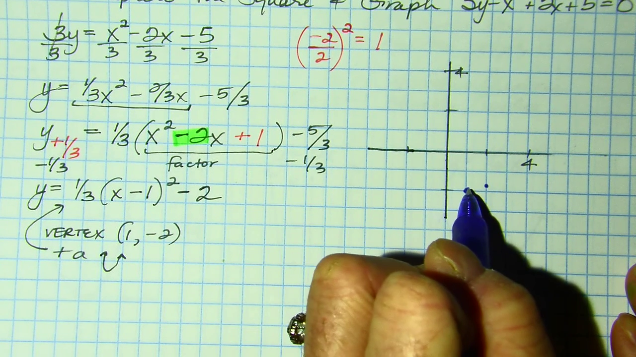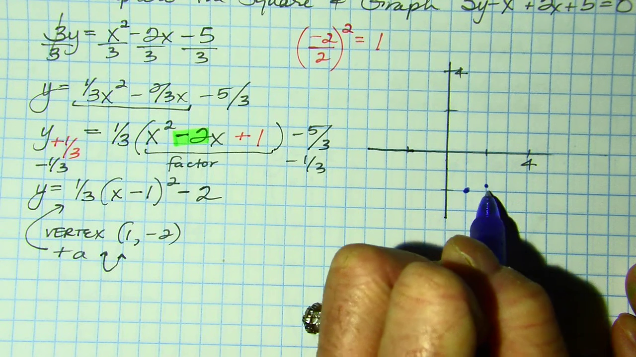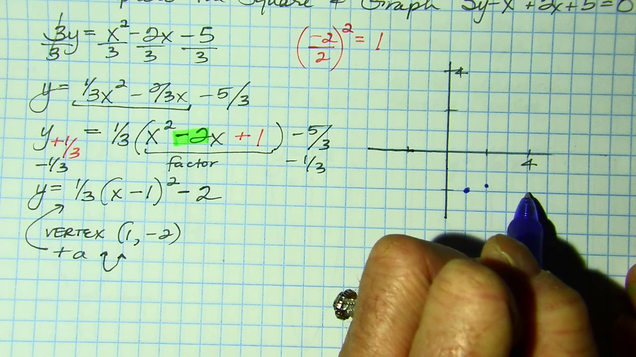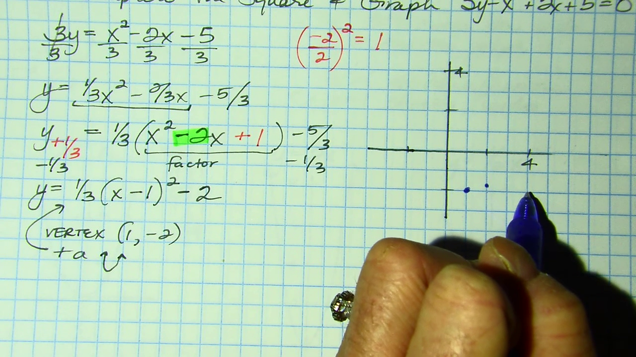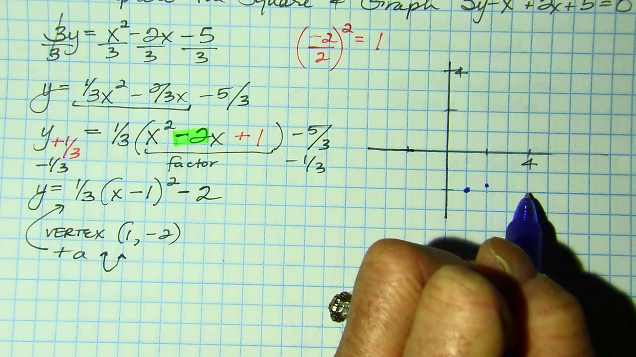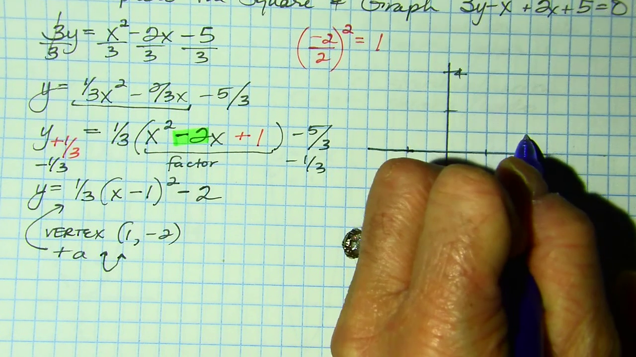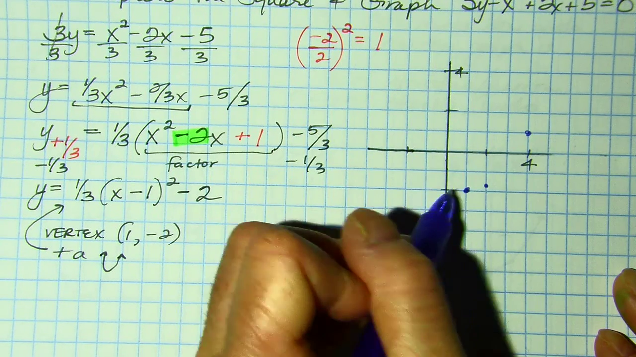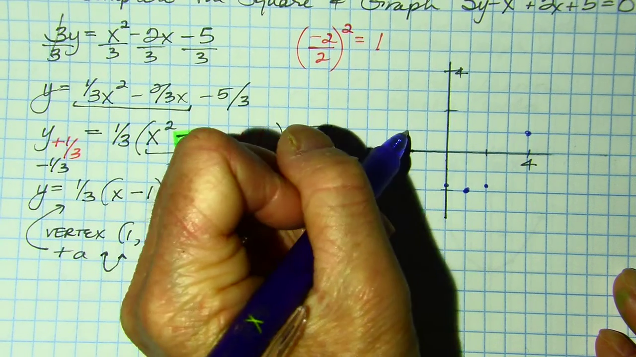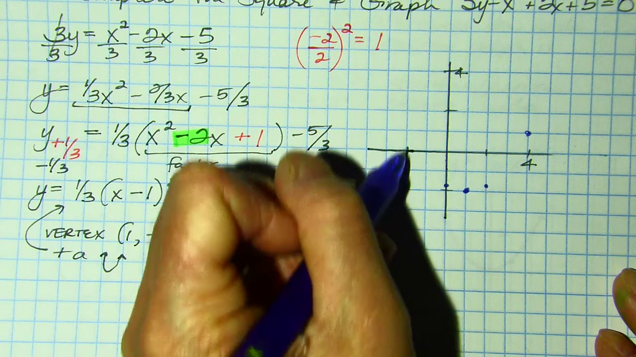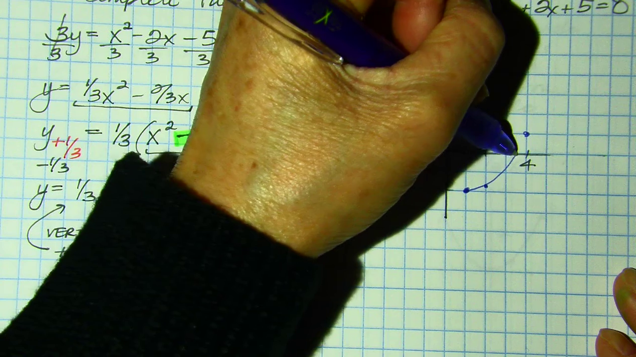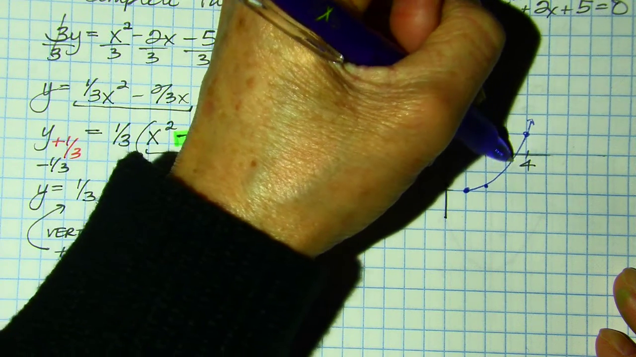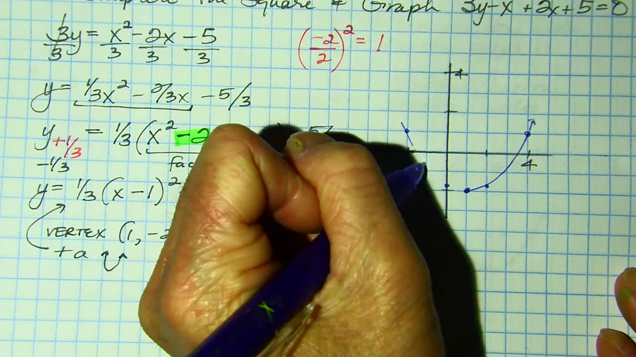The easiest one would be to do 3. If x is 3, so 1, 2, 3, 3 squared is 9, but I'm cutting that by a third, like I'm multiplying it by 1/3. So 9 times 1/3 is the same as 9 divided by 3. So I am only going to go up 3 instead of 9. And I'm going to reflect those 2 points. 3, up 3. And so my graph looks more like a satellite dish or bowl.